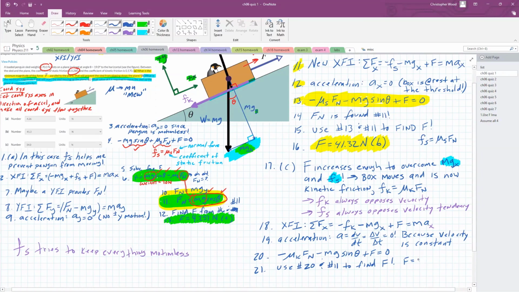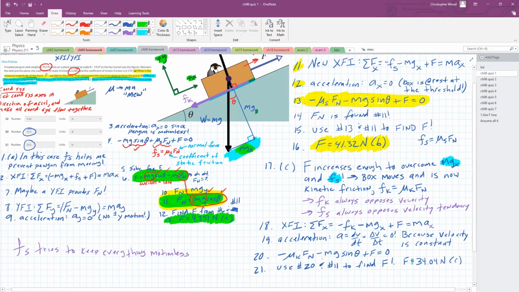Weird. Why is it that I can apply a smaller force to move the penguin up the plane than it took me in part B? In part B, I had to apply a huge force to overcome static friction. But in part C, once I overcome static friction, I can back off. I don't have to apply 41.3 newtons anymore. I can apply 34 to keep it moving. That is, again, once I break through static friction. This is the answer to part C.